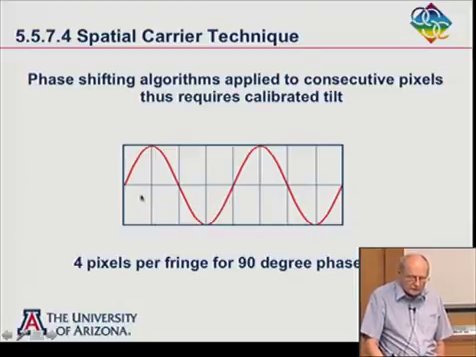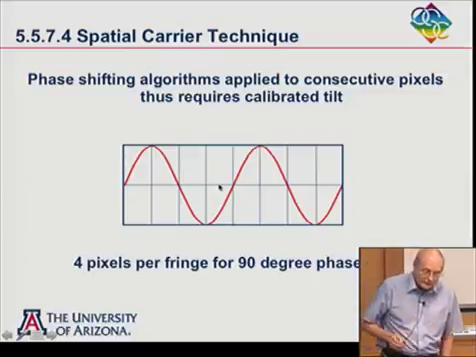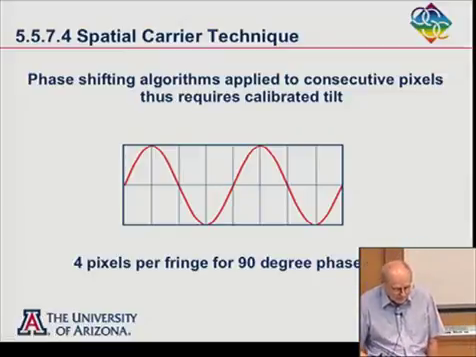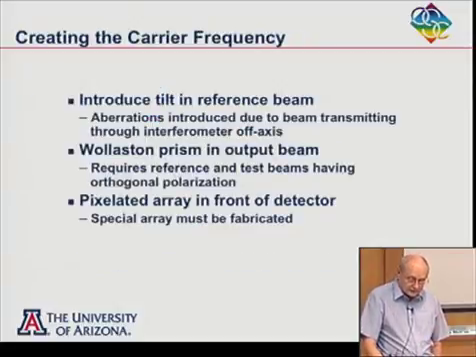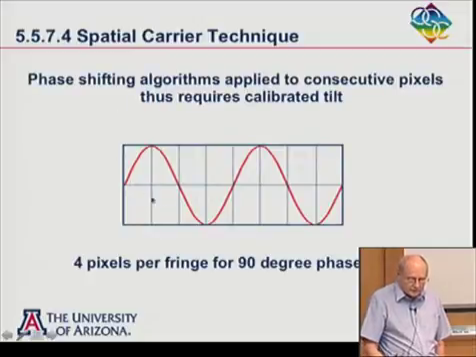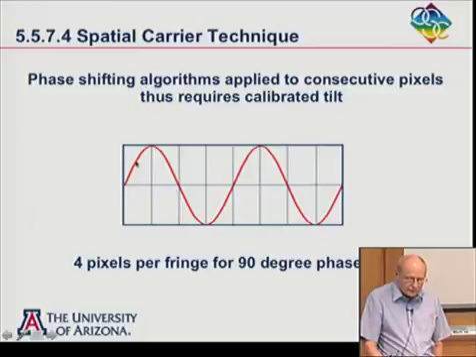And then what we'll do, we'll take the intensity behind here, intensity behind there, and behind there, and use these as our 4 phase-shifted frames. And so we had to introduce enough tilt to get a 90-degree phase shift between pixels. We also need the slope of this wavefront to not vary so fast as to cause too large of a phase difference in the beam over 4 pixels.